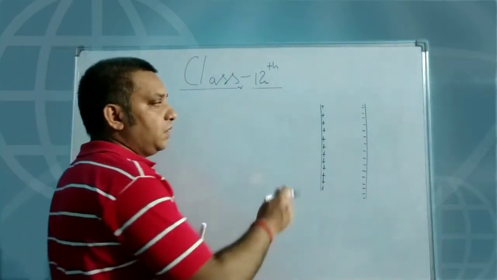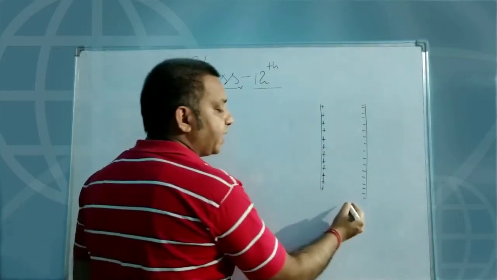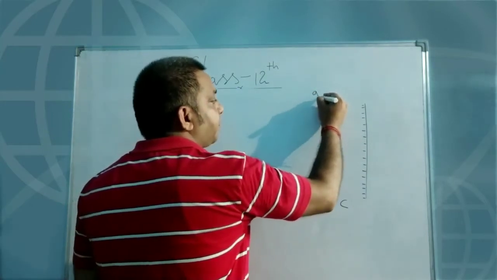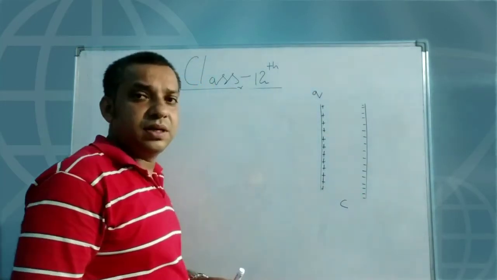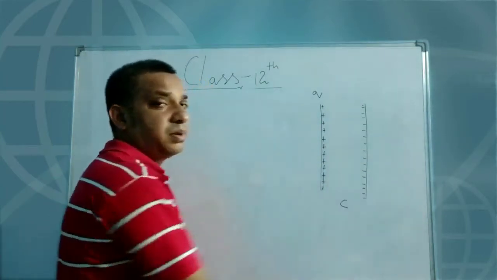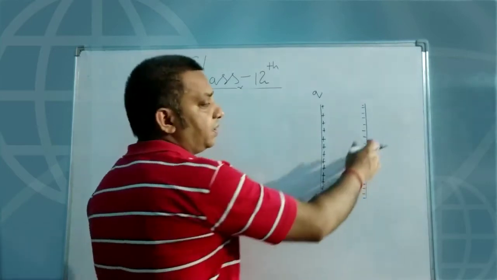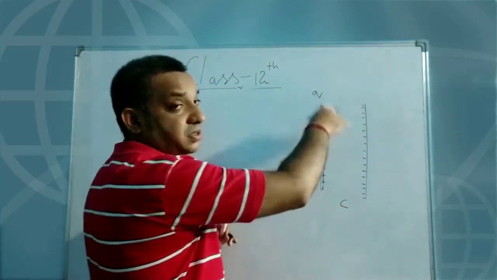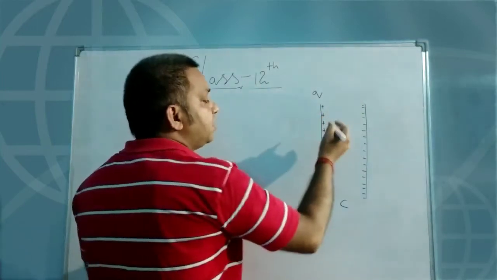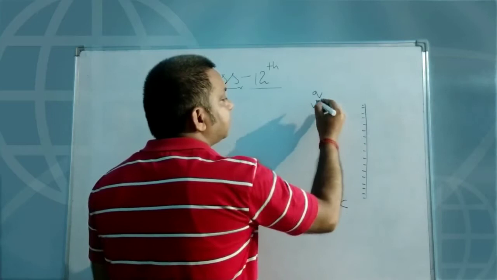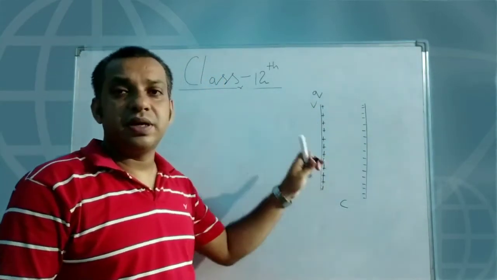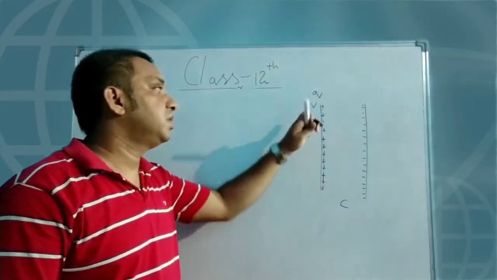Let us assume a capacitor of capacity C is there, and we are putting the charge Q on this plate. Q charge is put on this positive plate, and because of this +Q charge, by induction you will get the -Q charge on this plate. Whenever you put a charge on a plate, the potential rises. So the potential difference across the plate is V.